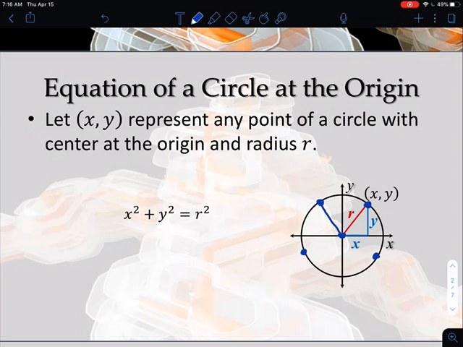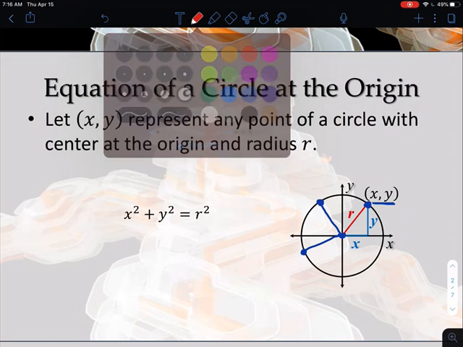So if I were to take any radius and draw it out to the edge, all of these radii would be exactly the same. Now, as we're looking at this, that tells us that we can find the equation of a circle by recognizing the fact that the x and y coordinates can be used to calculate where we would be on the circle no matter where we're at. And so we do that using the Pythagorean theorem.